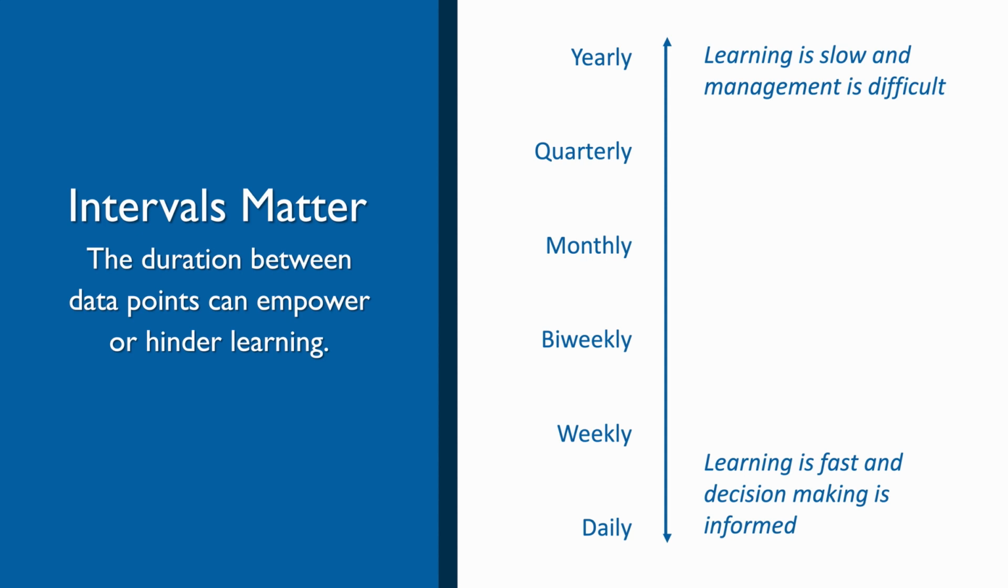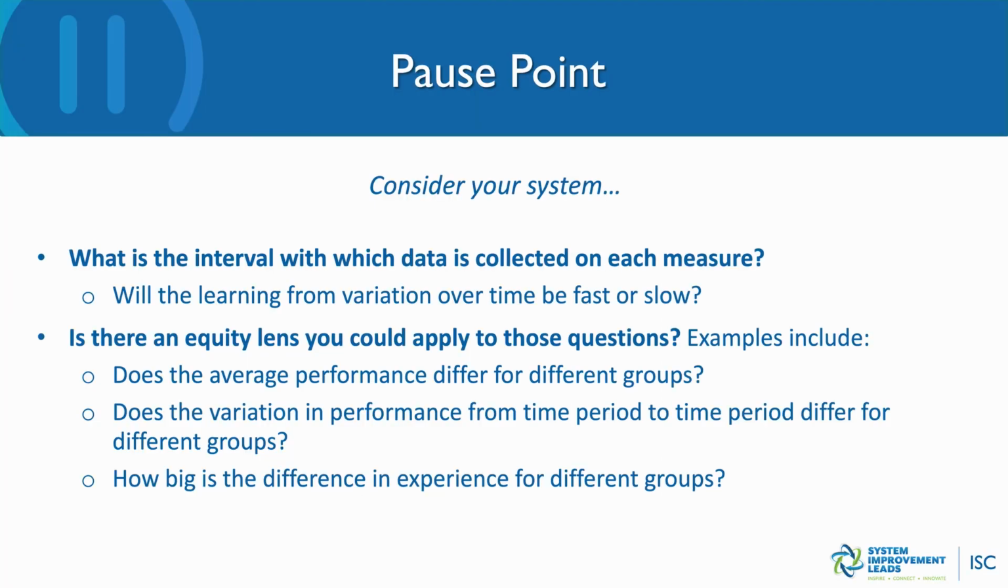For example, how many students are suspended on a monthly basis, or how many students are referred to the office on a daily basis. With your learning question and measures now drafted, I encourage you to pause again. Reflect on these questions too. What is the interval with which data is collected for each measure you identified? Based on this interval, do you expect your learning to be fast or slow in developing?